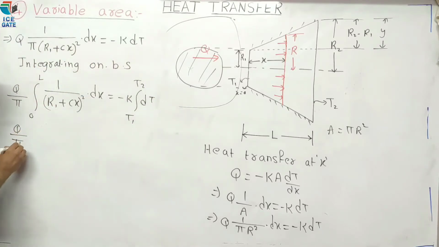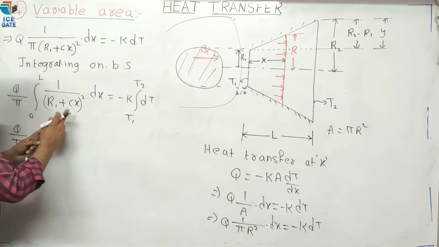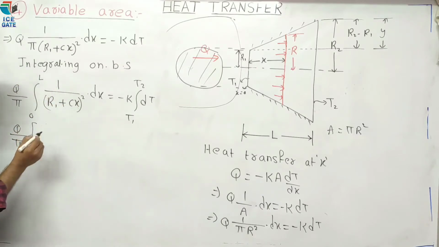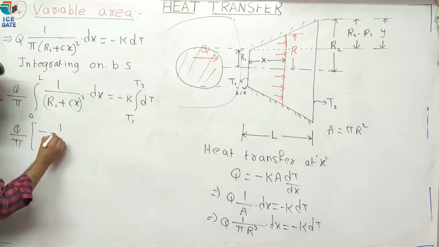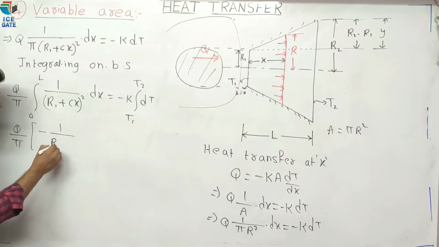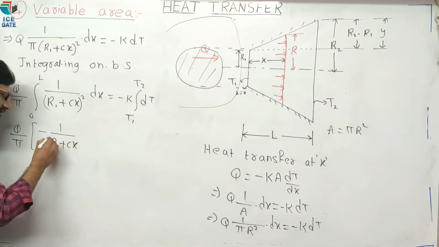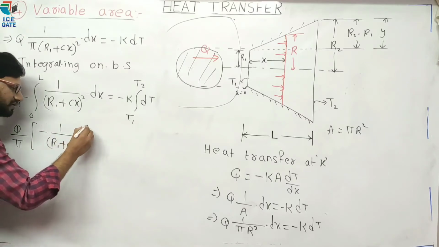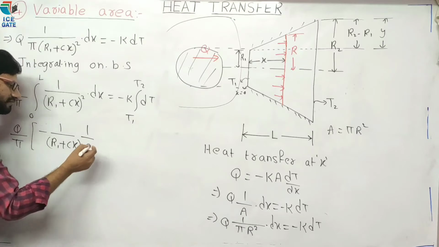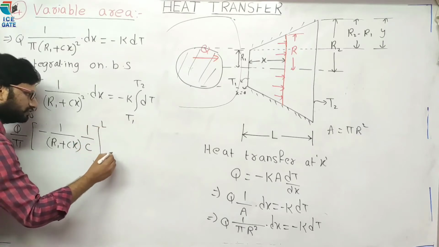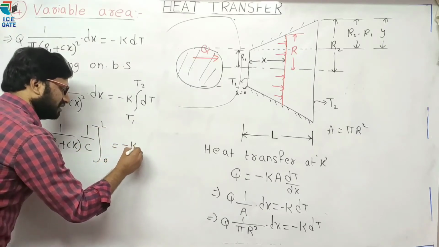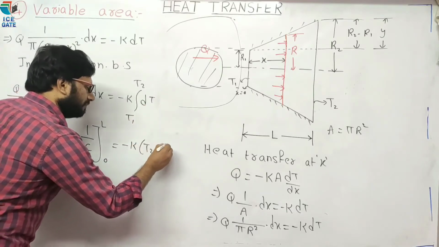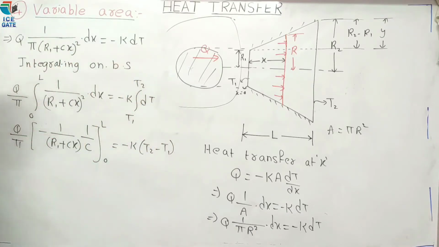Now Q divided by pi, now the integration of 1 by x square is minus 1 by x, so minus 1 divided by R1 plus Cx, and the constant 1 divided by C, from L to 0. Here minus K, T2 minus T1. Now Q divided by pi into C.